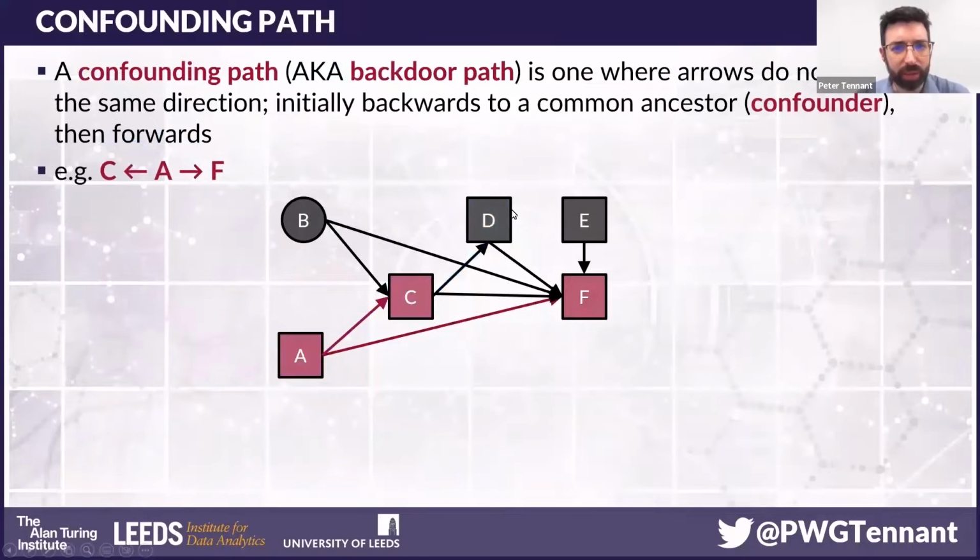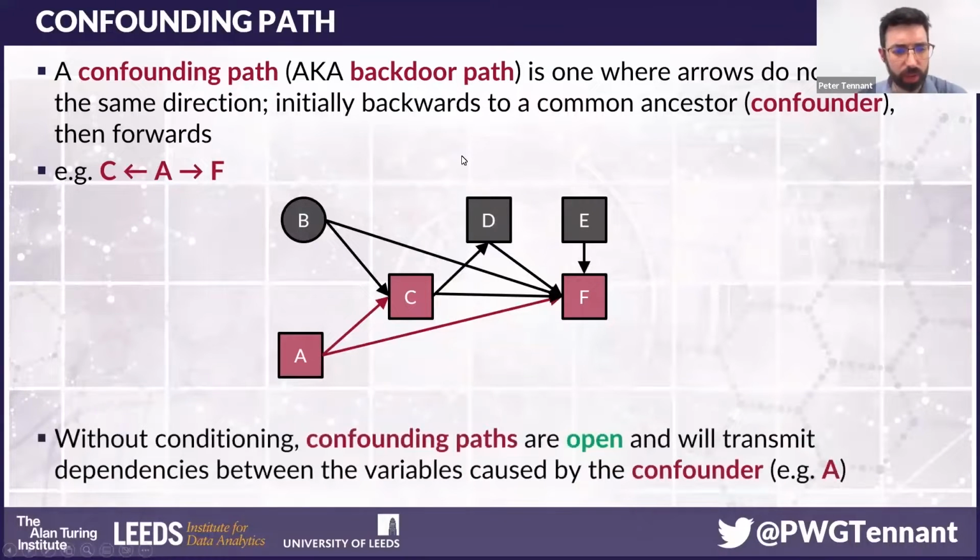A confounding path, and these are perhaps the most important to know about in practice, or backdoor path, is one where the arrows don't flow in the same direction. Instead, they flow backwards to a common ancestor that we call a confounder and then forward. And the important feature of a confounding path is that without conditioning, and I'll explain what that means in a second, confounding paths are open and will transmit dependencies between the variables due to that confounder A, at the forking point.